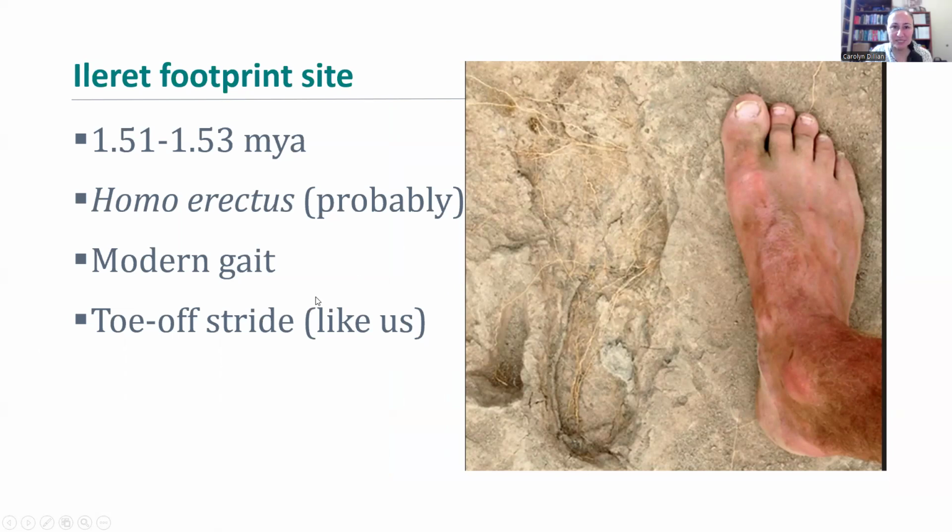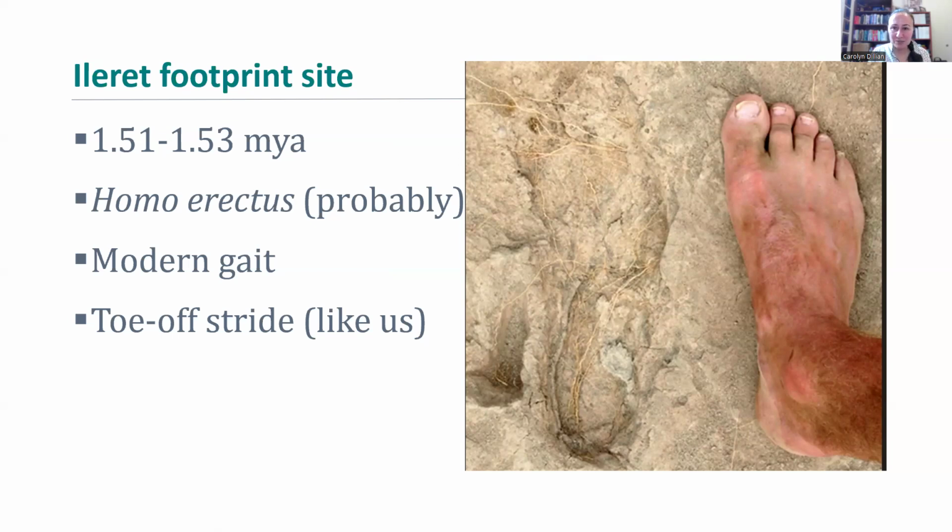So the Ileret footprint site dates to between about 1.51 and 1.53 million years ago, and that's because it's sandwiched between those layers of volcanic ash that were dated using potassium-argon dating. And because of the date range and the very modern appearance of the foot, it's probably a Homo erectus.